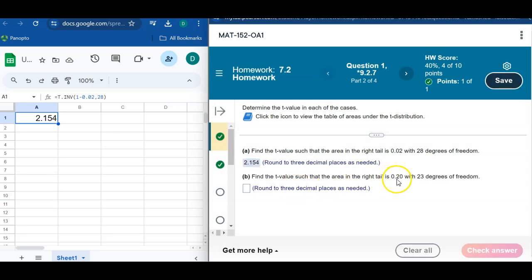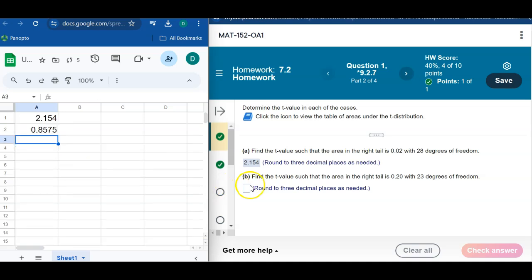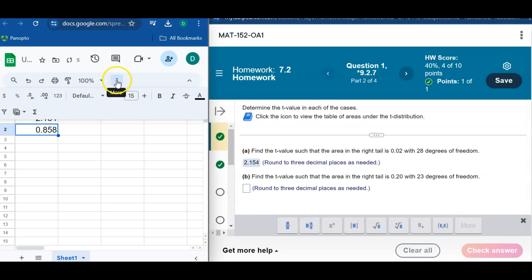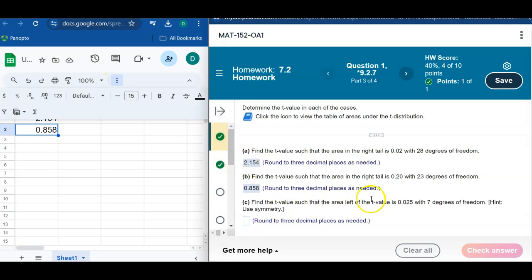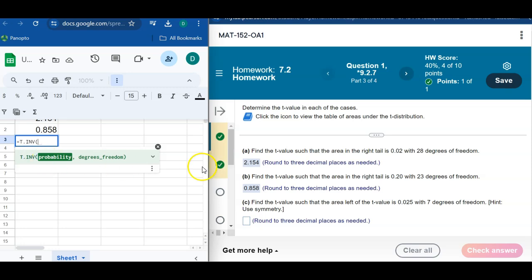All right, the next one, the same thing. Area in the right tail is 0.20 with 23 degrees of freedom. So if I did equals t.inverse, the probability, again, is 1 minus 0.20, and my degrees of freedom is 23. And there it is to 3 decimal places, 0.858. Now this next one says the area to the left of the t-value is 0.025. That is just t.inverse without any kind of manipulation. So I just put in 0.025, comma, 7 degrees of freedom.